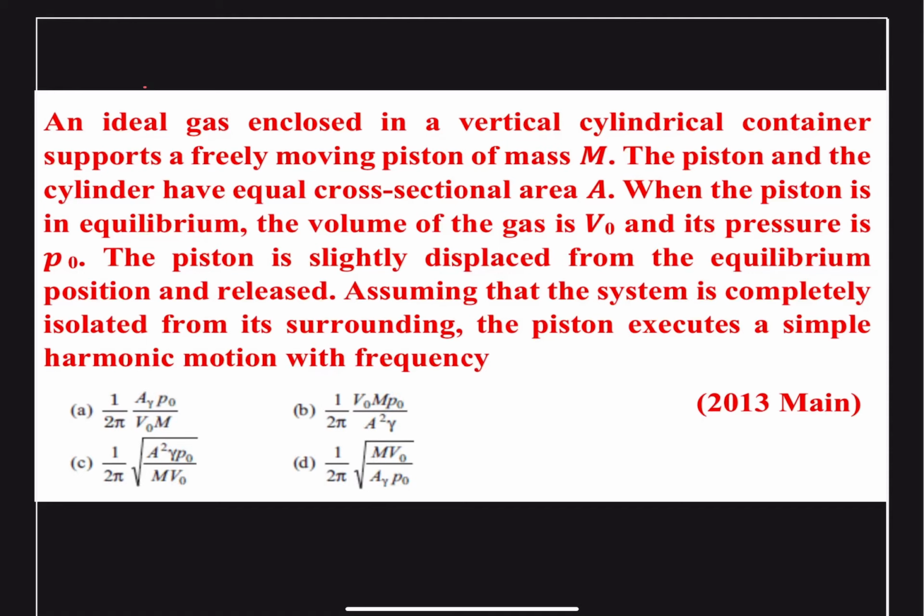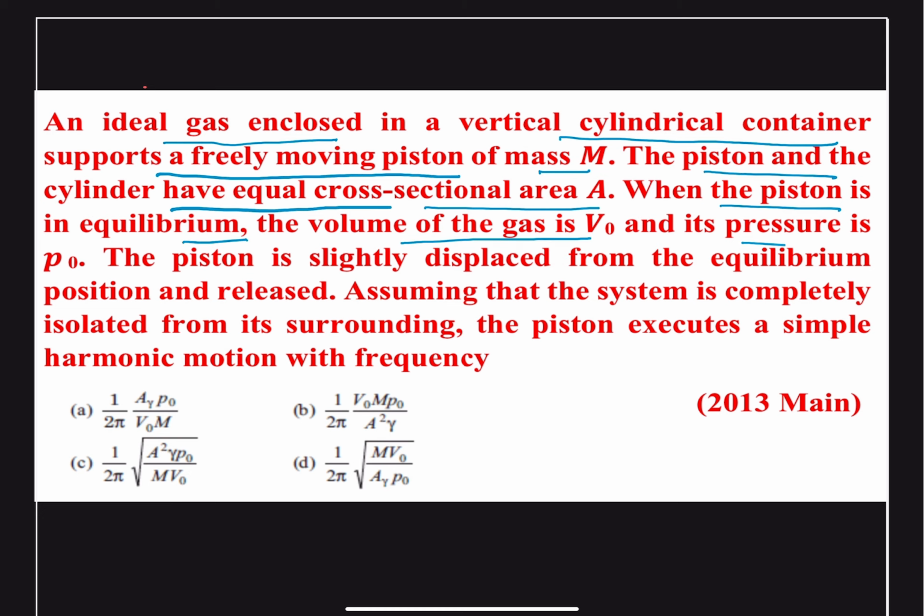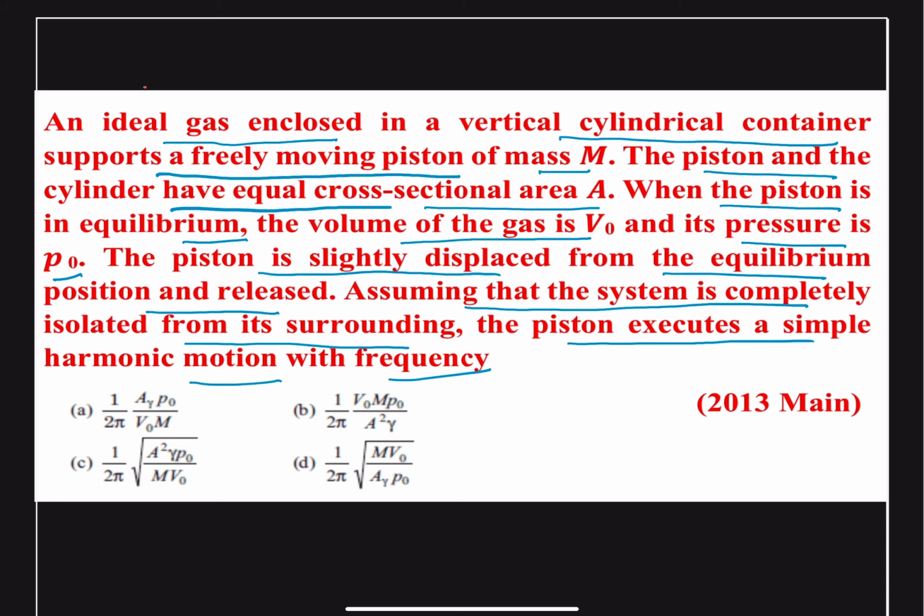Hello friends, today's question. An ideal gas enclosed in a vertical cylindrical container sports a freely moving piston of mass m. The piston and the cylinder have equal cross-sectional area A. When the piston is in equilibrium, the volume of the gas is V naught and the pressure is P naught. The piston is slightly displaced from the equilibrium position and released. Assuming the system is completely isolated from the surrounding, the piston executes a SHM with the frequency of.